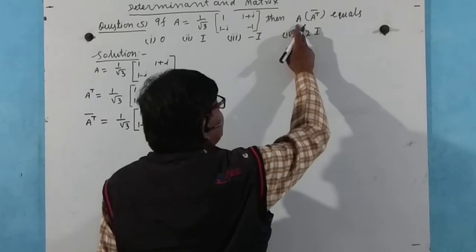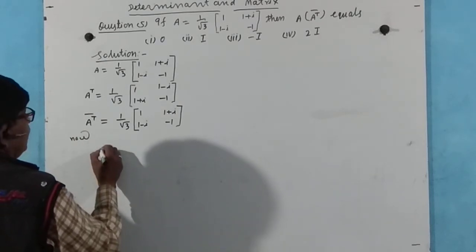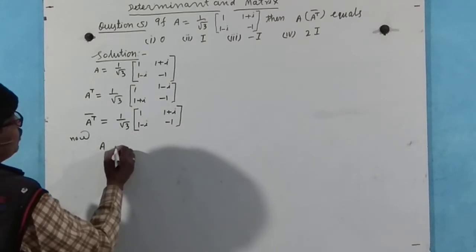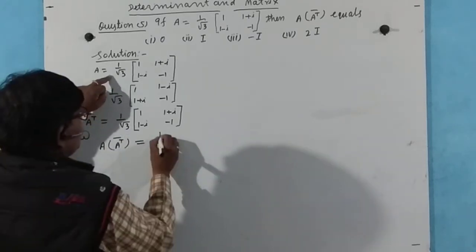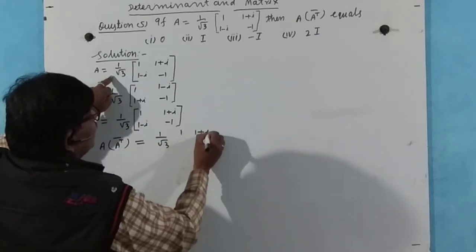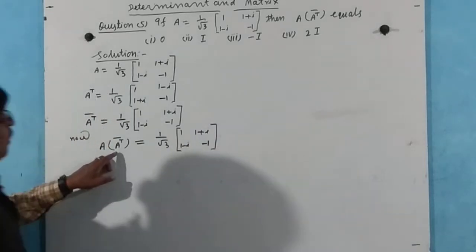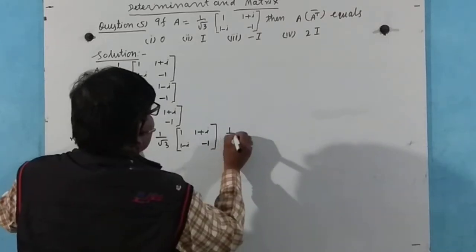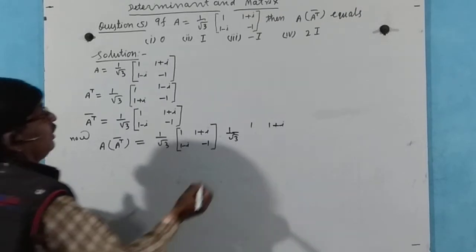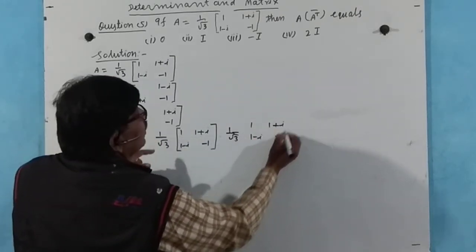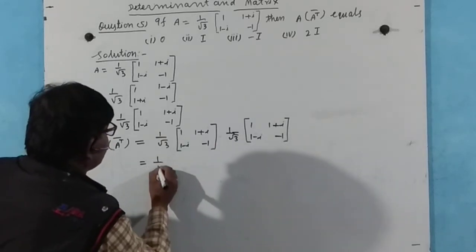Now we have to calculate the product of matrix A and the conjugate of the transpose of matrix A. This is equal to A, here 1 by root 3 times [1+i, 1-i, -1], into the conjugate of the transpose of A, which is 1 by root 3 times [1+i, 1-i, -1]. Now multiplying 1 by root 3 and 1 by root 3, this is equal to 1 by 3.